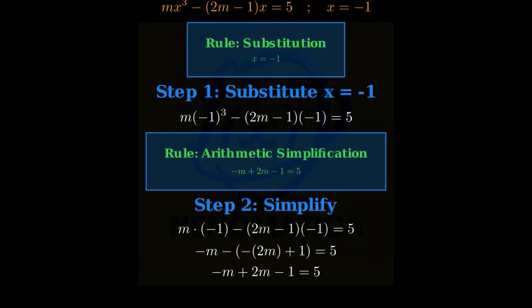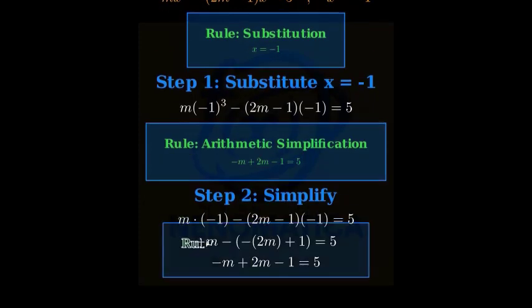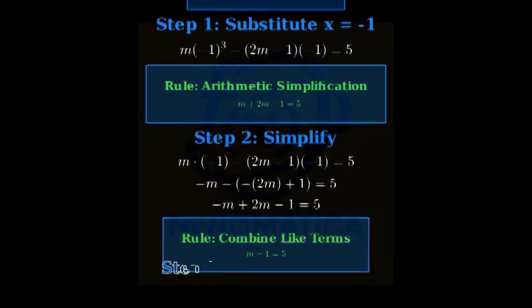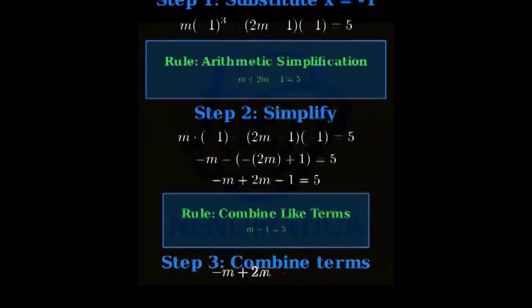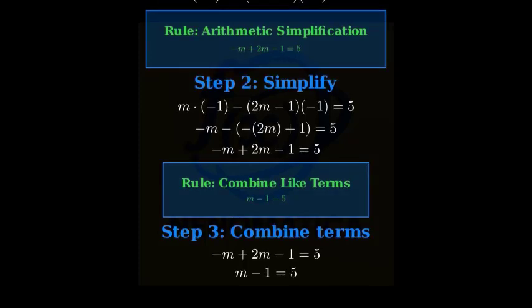Next, let's combine like terms on the left side of the equation. We have -m plus 2m, which equals m. So the equation becomes m minus 1 equals 5. Finally, to find the value of m, we need to solve this equation. We add 1 to both sides. m minus 1 plus 1 equals 5 plus 1. Therefore, m equals 6.